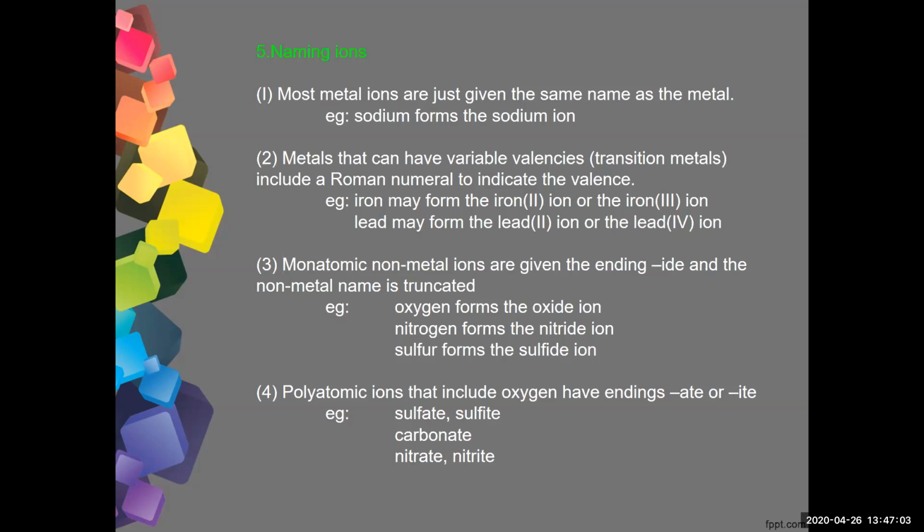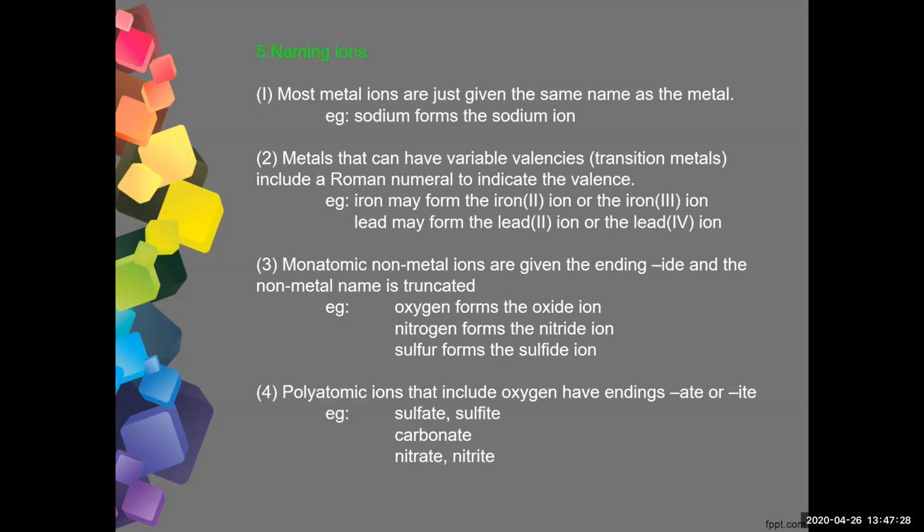Monatomic non-metal ions. That means just the non-metals by themselves. They have names that end in "ide", I-D-E, and we put that "ide" ending on the non-metal name, but we kind of chop the end off of the non-metal name. So oxygen makes the oxide ion, nitrogen the nitride, sulfur the sulfide, bromine the bromide, etc., etc., etc.